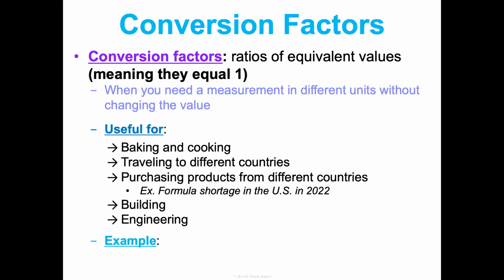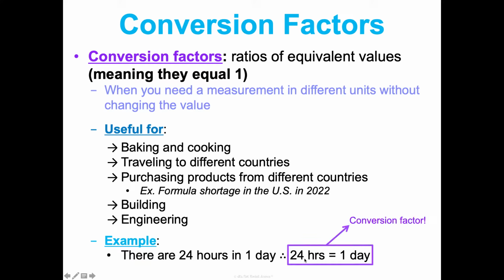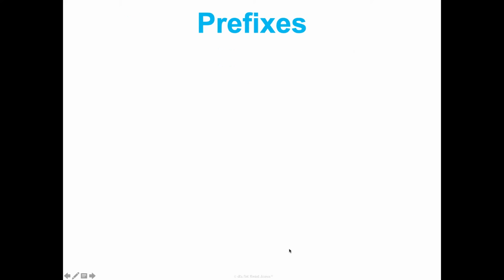Okay, so we need conversion factors. They're so useful. So here's an example of a conversion factor. There are 24 hours in one day. Okay, so these 3 dots mean therefore. So because of this, therefore, 24 hours equals 1 day. 1 day equals 24 hours. This right here, that's a conversion factor. If I told you it took me 24 hours to do something or it took me 1 day to do it, I would be saying the exact same thing because that's a value that's equal to 1. Okay, so we're going to be using these a lot.